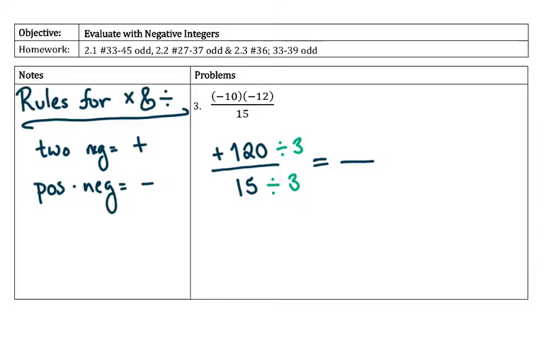So 12 divided by 3 is 4, so 120 divided by 3 is 40 over 5, for 15 divided by 3. And that is a number that's a little bit easier to do the division in our head. 40 divided by 5 is 8. And since they're both positive, we can just carry it on like that.